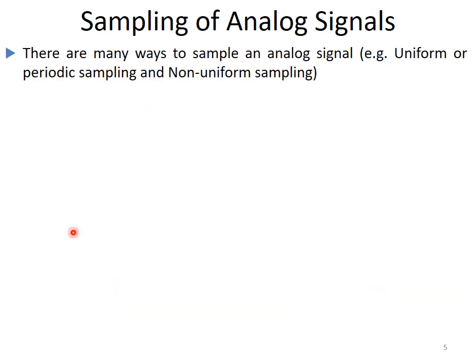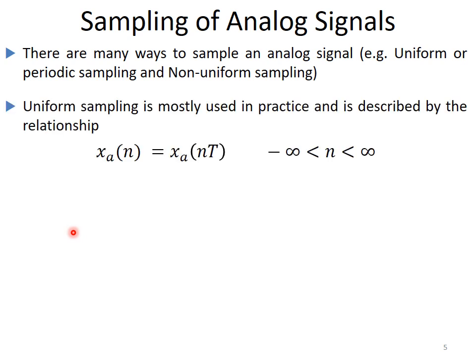There are many ways to convert a continuous time signal or analog signal into a discrete time signal. For example, using uniform sampling, which is also called periodic sampling, or non-uniform sampling. Uniform sampling is mostly used in practice, and it is described by this relationship. You can see x_a(n), which is the discrete time version of the continuous time signal, is equal to x_a(nT), where this T is the sampling interval and it is constant in uniform sampling throughout the time interval. In non-uniform sampling, however, T may vary.